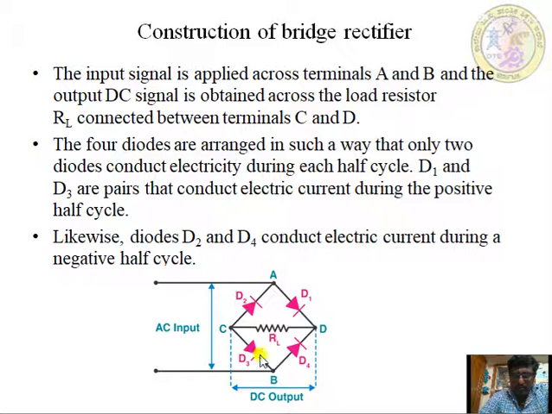A and B are the two terminals, and the diodes are connected, and the load resistor is connected across the terminals C and D, and the output current is considered across the load resistor. The 4 diodes are arranged in such a way that only 2 diodes conduct electricity during each half cycle. Only during the positive half cycle D1 and D3 will be conducting, and in the negative half cycle D2 and D4 will be conducting. In the remaining state they will be off.